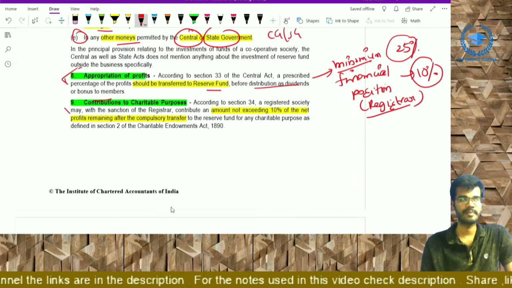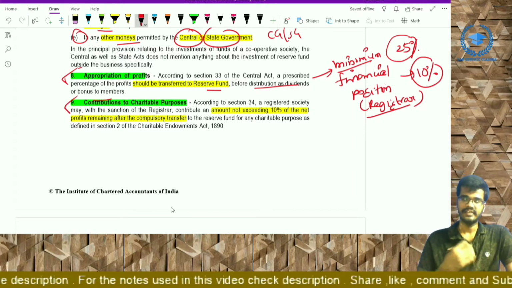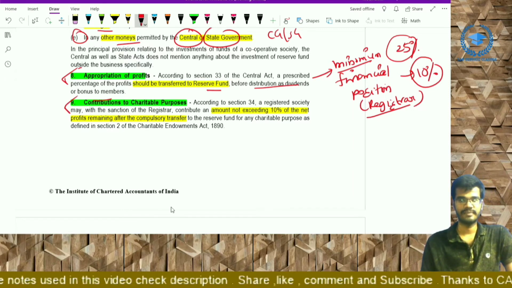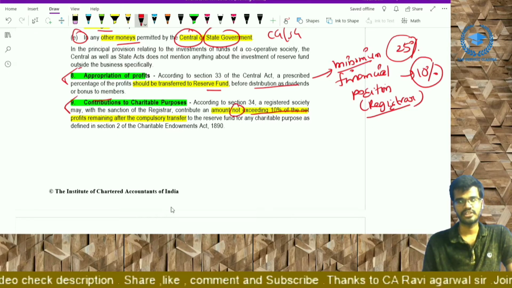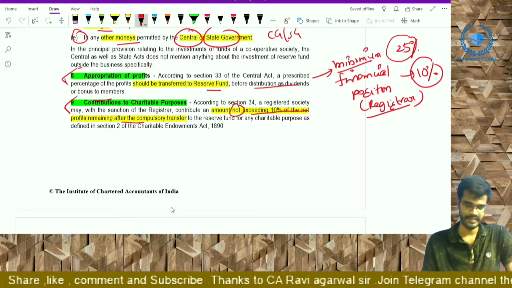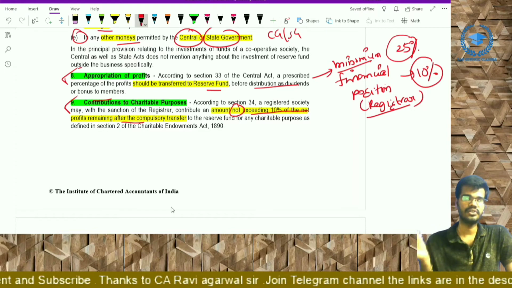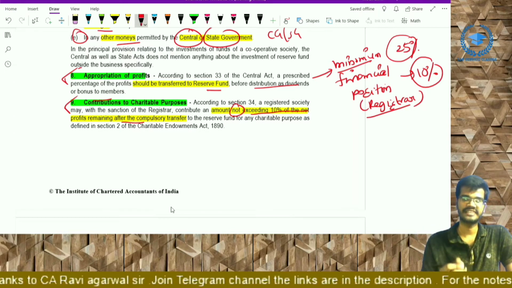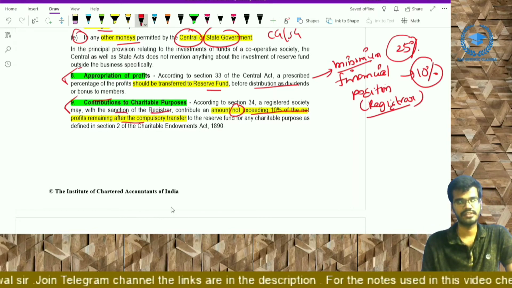And contribution to charitable purposes. After transferring to the reserve fund, an amount not exceeding 10% of net profits can be transferred by the society to charitable purposes on sanction of the registrar. See, on sanction of registrar.